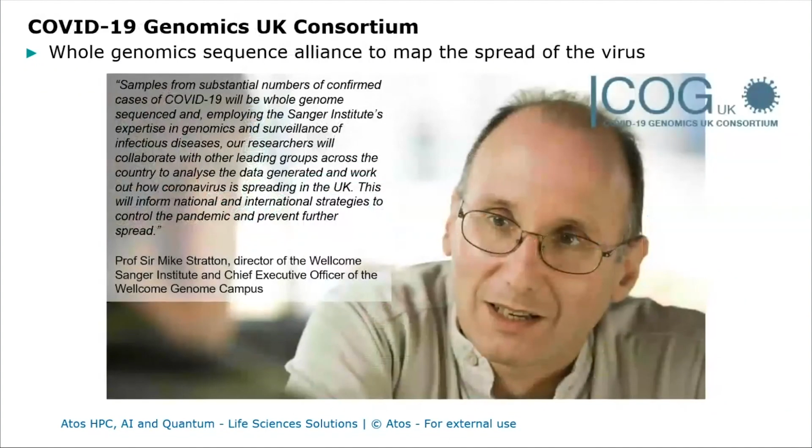This already happens, for example, through the Whole Genome Sequence Alliance in the UK, which maps the spread of the coronavirus. It is a consortium formed by NHS, public health agencies, the Sanger Institute, and numerous academic institutions. They distribute the work amongst them, coordinated by the Sanger Institute.